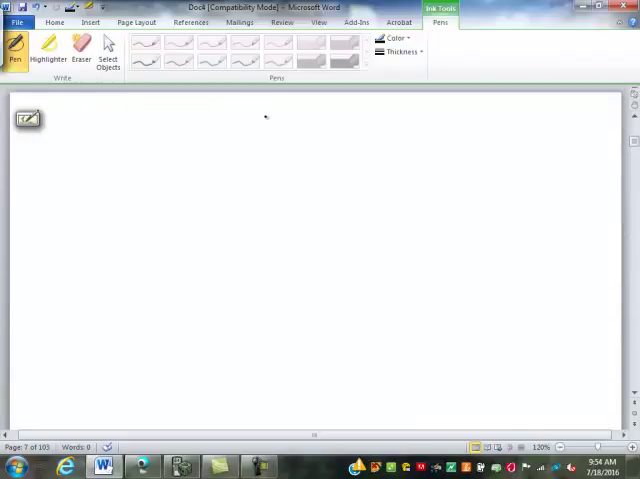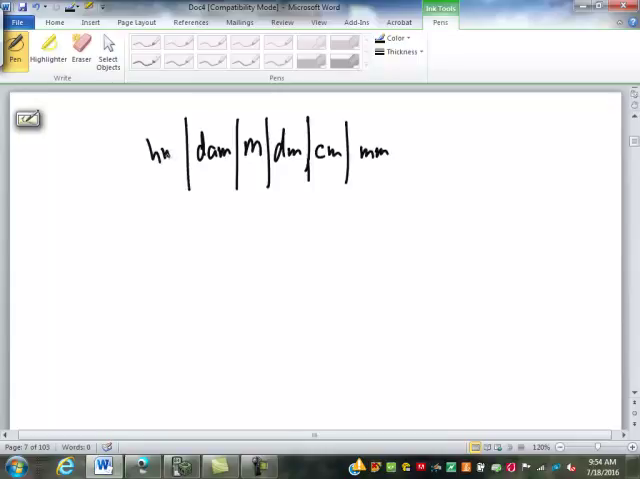So what if we have metric units? When we converted metric units, every time we moved a spot on the chart, the decimal point moved 1 spot. That's because moving 1 spot on the chart was either multiplying or dividing by 10. So it moves the decimal point 1 spot.